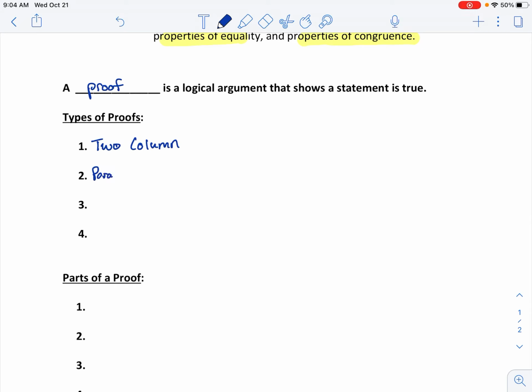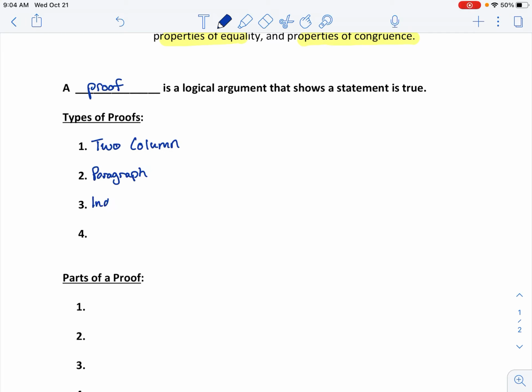Some types of proofs that we might do in this class or you might see in the future include a paragraph proof, which I heard some students say feels like English class almost. We're using complete sentences, using a train of thought to write out our statements and reasons, more like what you'd see in a typical English class or a writing assignment. So taking out those math symbols and writing it like it says here, like in a paragraph.